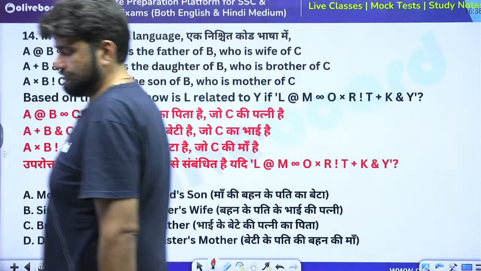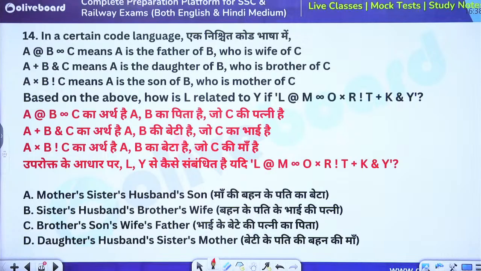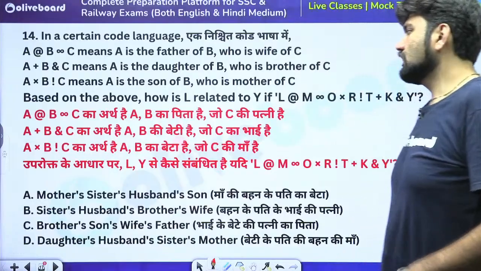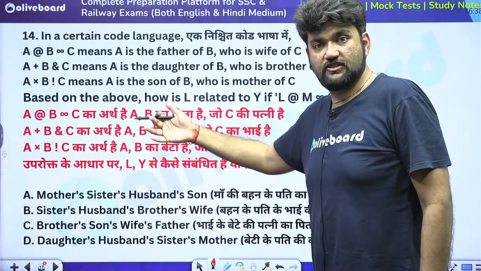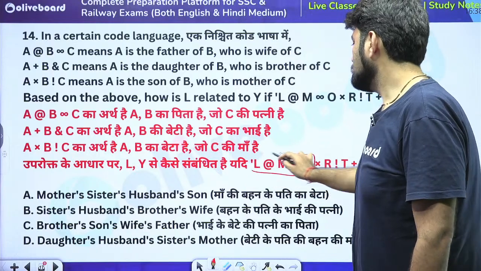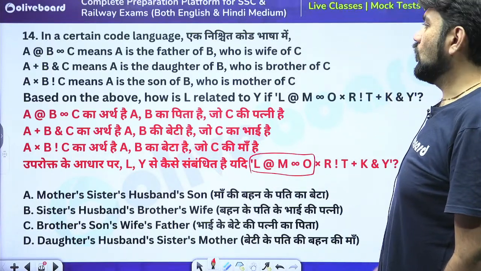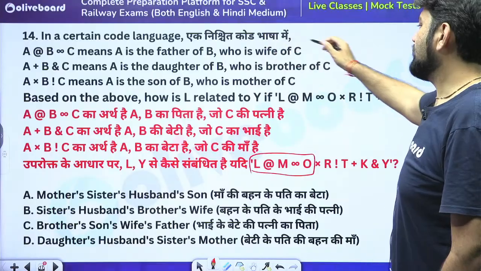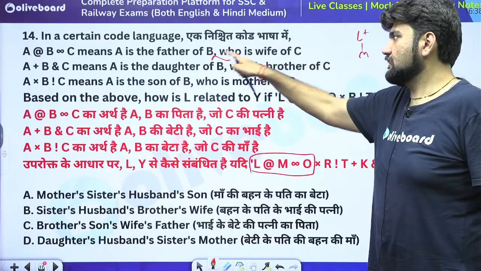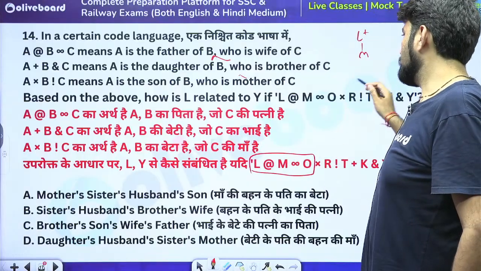Triple blood relation. Nothing new, okay? Just the way of asking is changing. So let's solve this. L @ M, M @ O. So L is the father of M. So who is M here? So M is the wife of O.